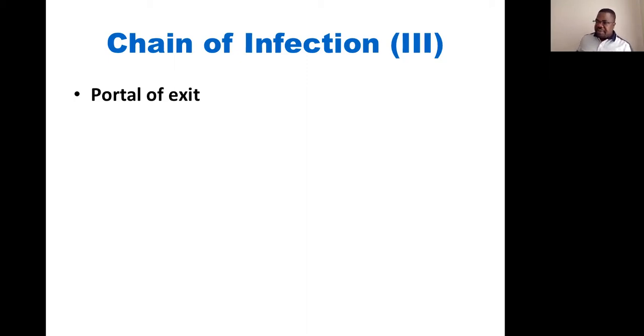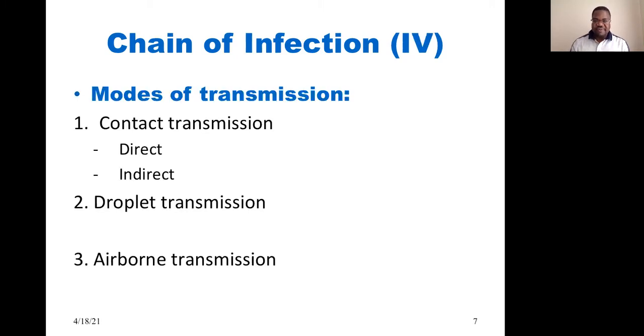Now, let's say you come and you are doing dry cleaning. The reason why dry cleaning is not allowed in a hospital setting is because you can aerosolize some of that infectious material that settled on the floor. You aerosolize them, then you make them exit so that they can be exposed to people, to susceptible hosts. So this is the third element of the chain. You need a portal of exit.